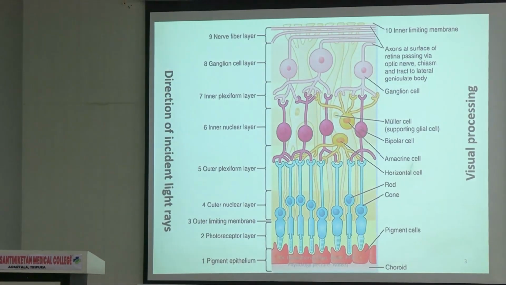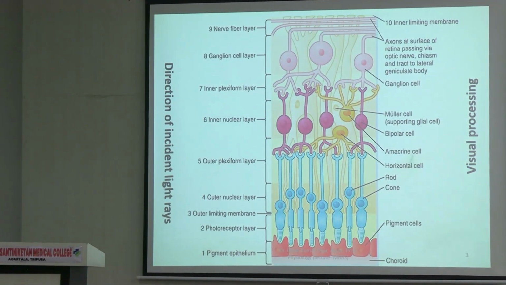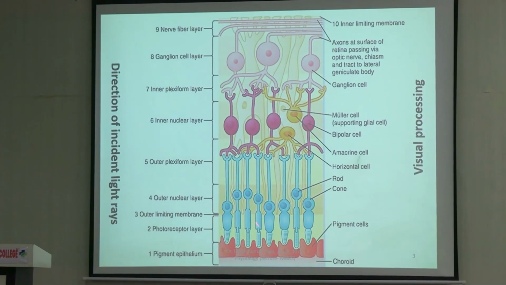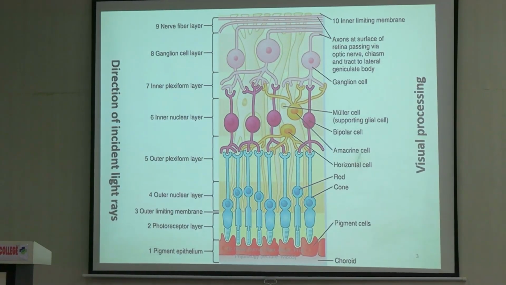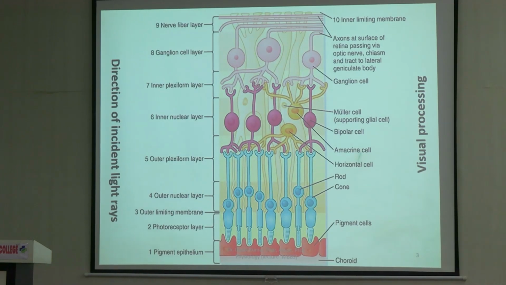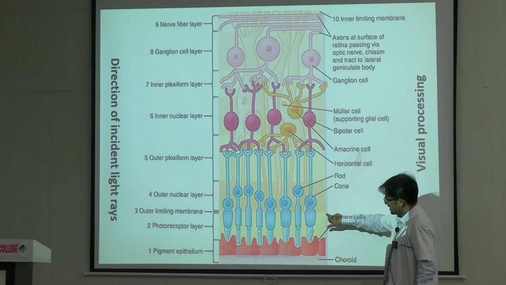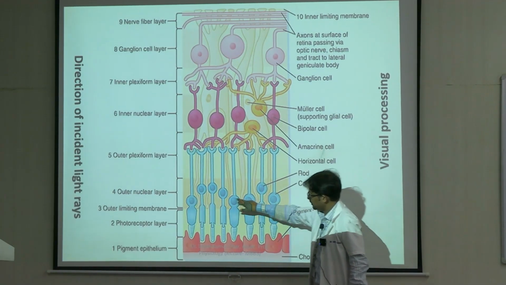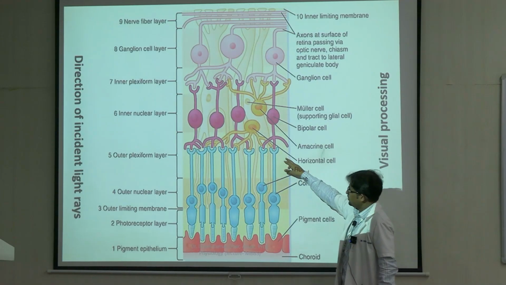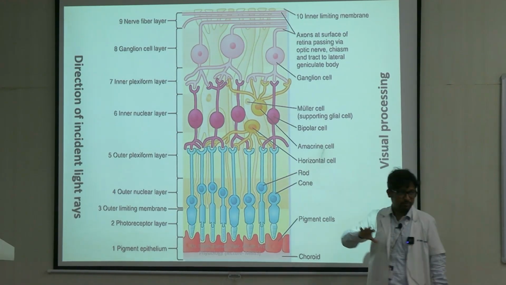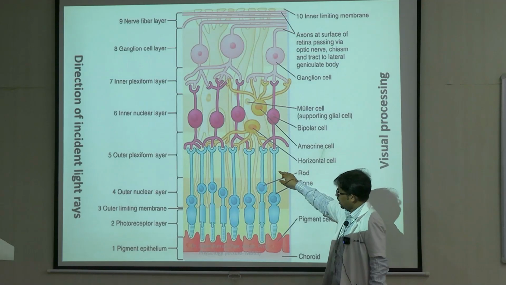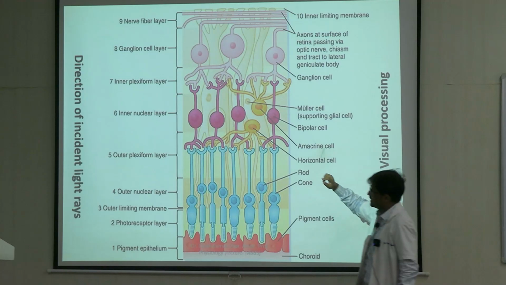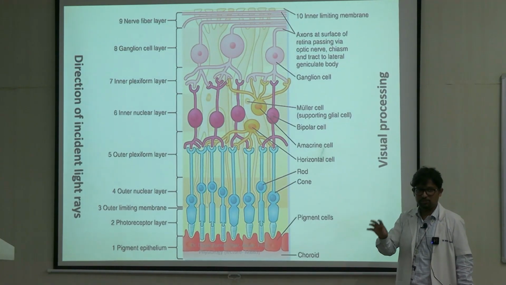Now the retina has 10 layers, right? As you can see here, it's there in every book. The first layer is pigment epithelium, followed by the photoreceptor layer. Then the third layer is the outer limiting membrane. This distinction that you see is the outer limiting membrane. Next layer is the outer nuclear layer, the layer of the nuclei. Then the outer plexiform layer. Plexiform, as you can see, is a synapse between two layers. The outer plexiform layer is a synapse between the photoreceptor and the next cell, that is the bipolar cell.